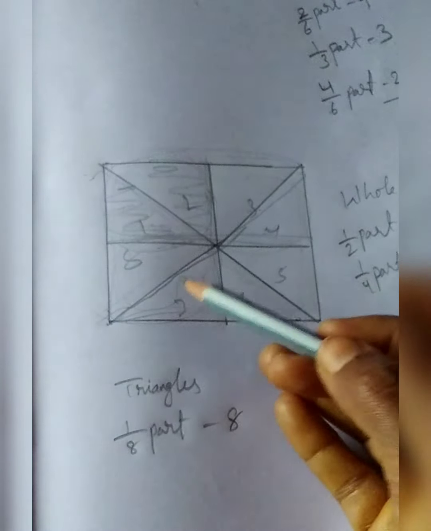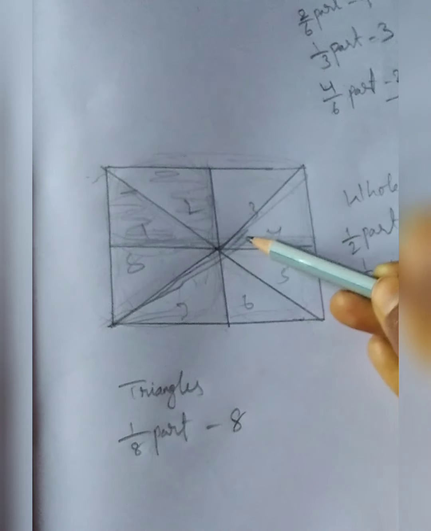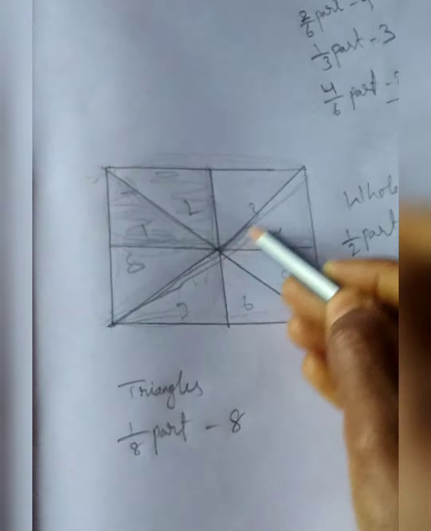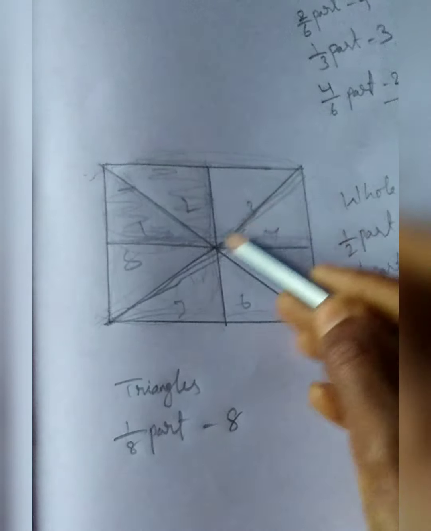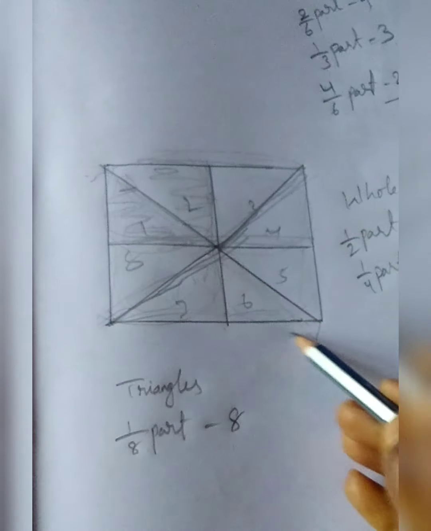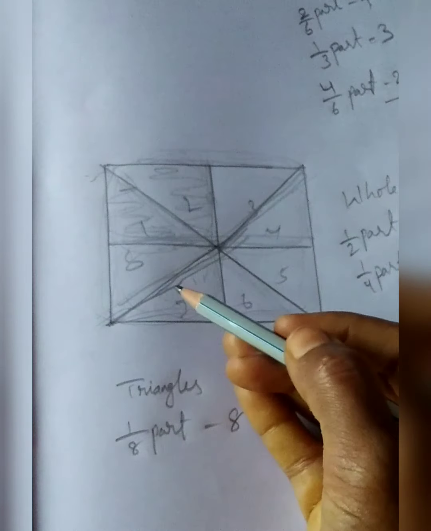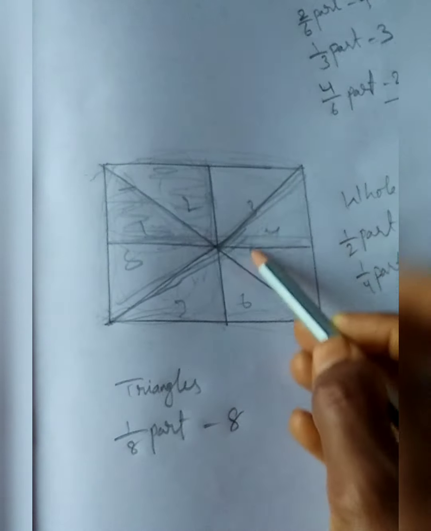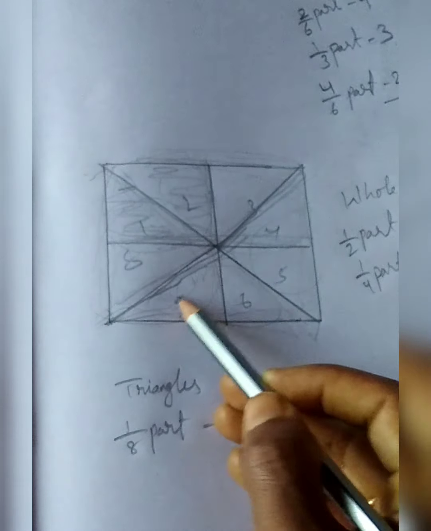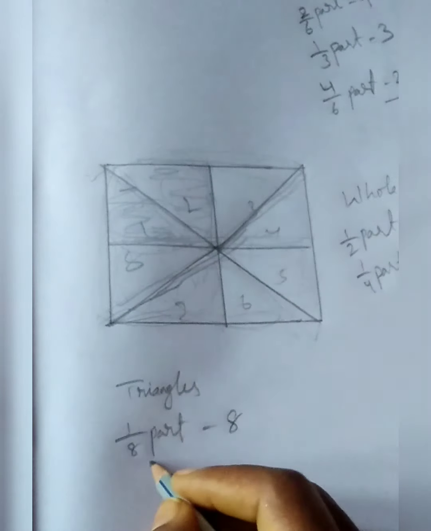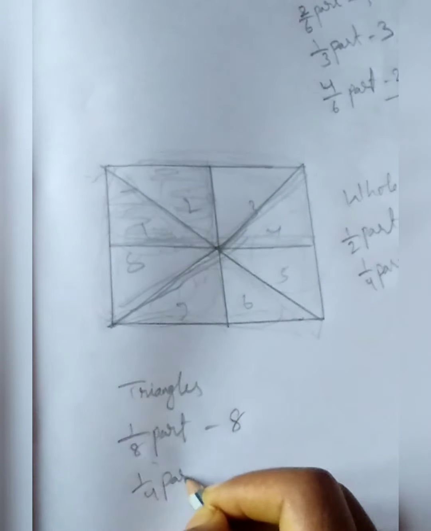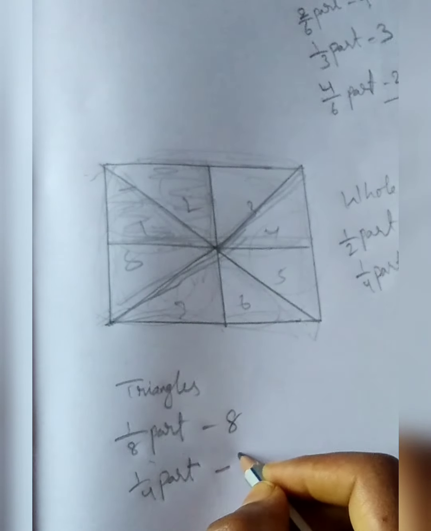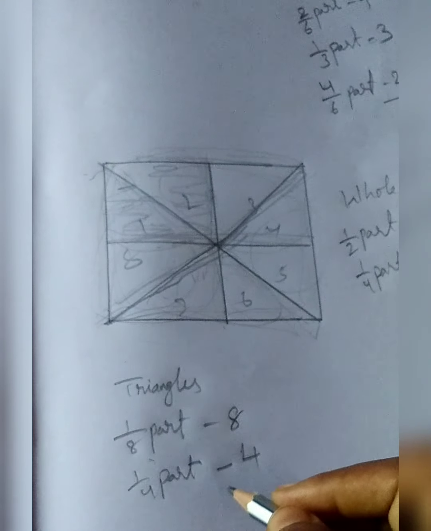1/4 part means by drawing horizontal lines you have this as one part, this is another, this is another one, and this is another one. So 4 parts. 1, 2, 3 and 4. You have 4 triangles like that, right? So those are called 1/4 parts. For 1/4 part, how many triangles do you have? It's 4, right?